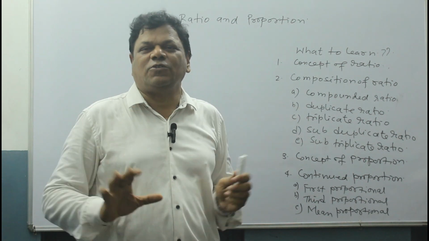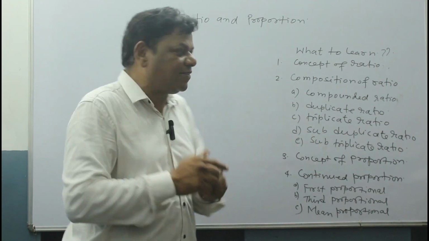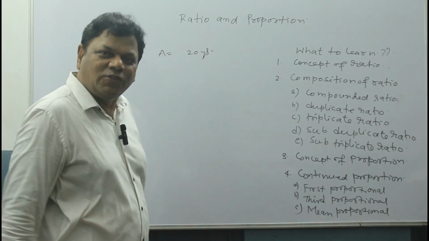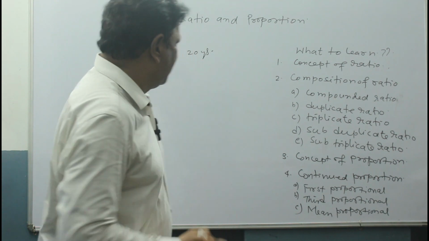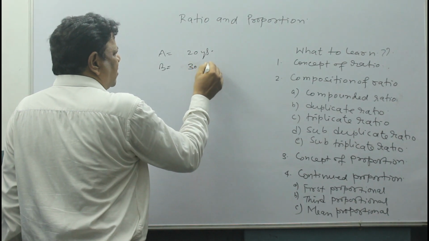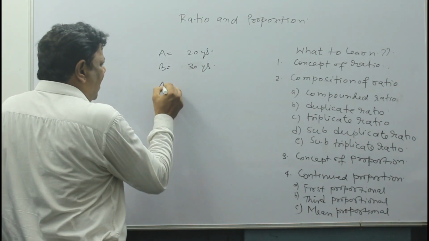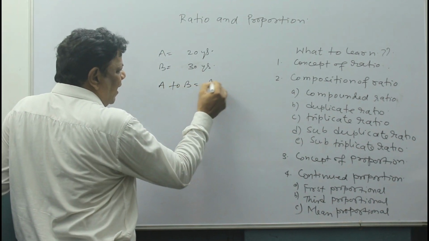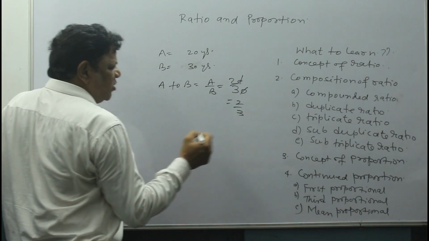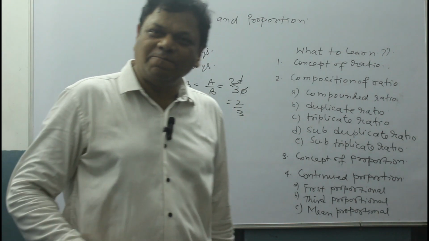Now first, what is ratio? Ratio is a comparison of two quantities. Let one student be named A. His age is 20 years. Another student B, his age is 30 years. Now compare these two. Compare means A to B, that means A by B, that is 20 by 30. Cancel, it is 2 by 3. So I can say the ratio of their ages is 2:3.